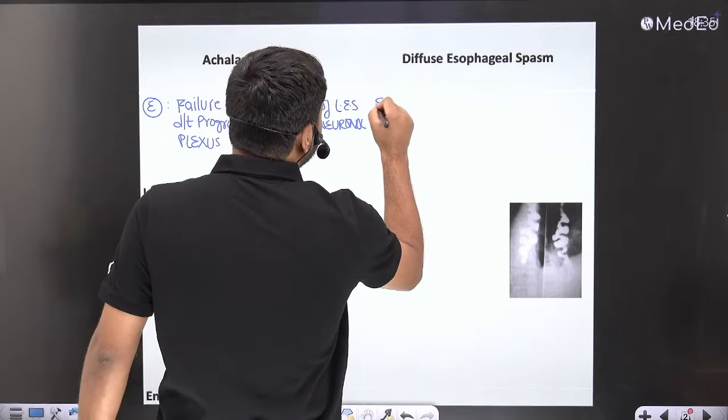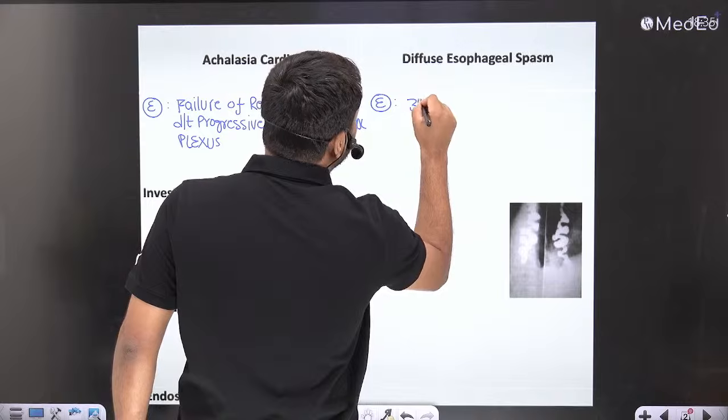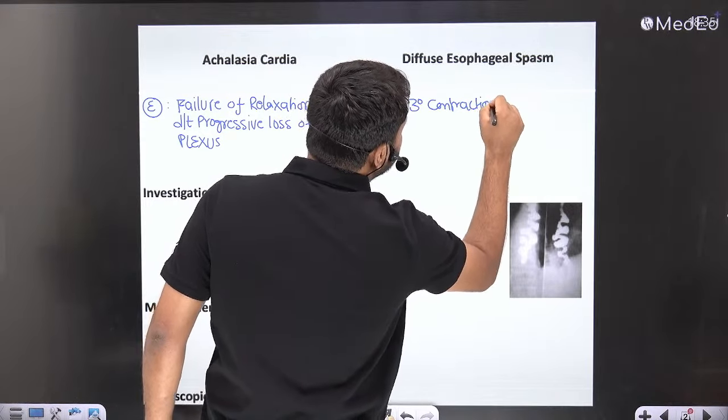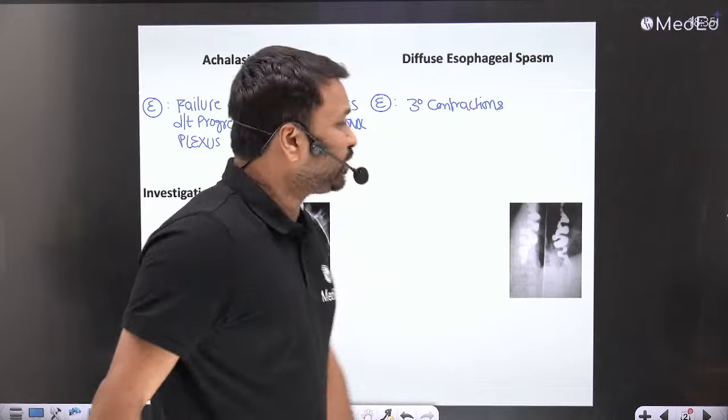What is diffuse esophageal spasm? The etiology is because of tertiary contractions. Now, what are these tertiary contractions? These are non-progressive spastic contractions.